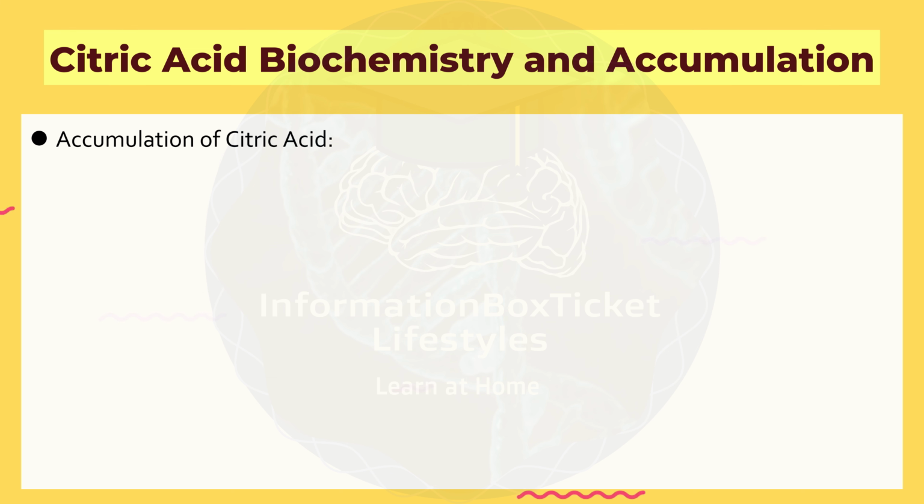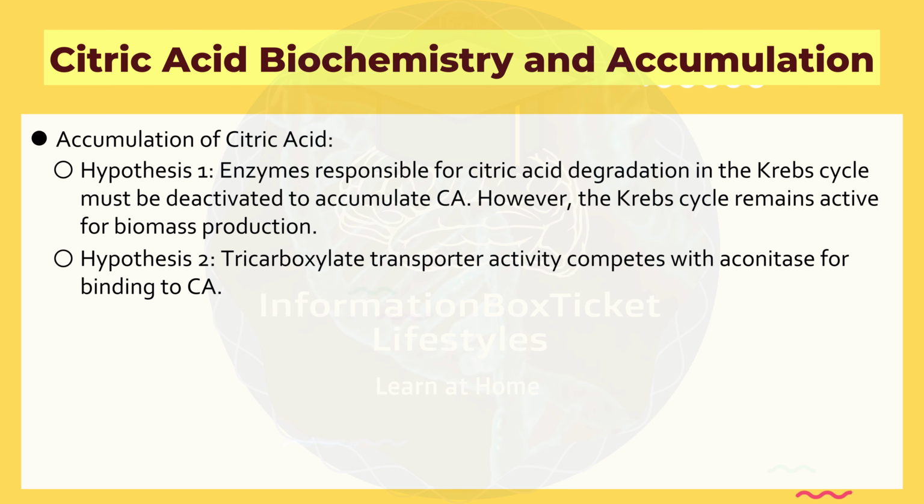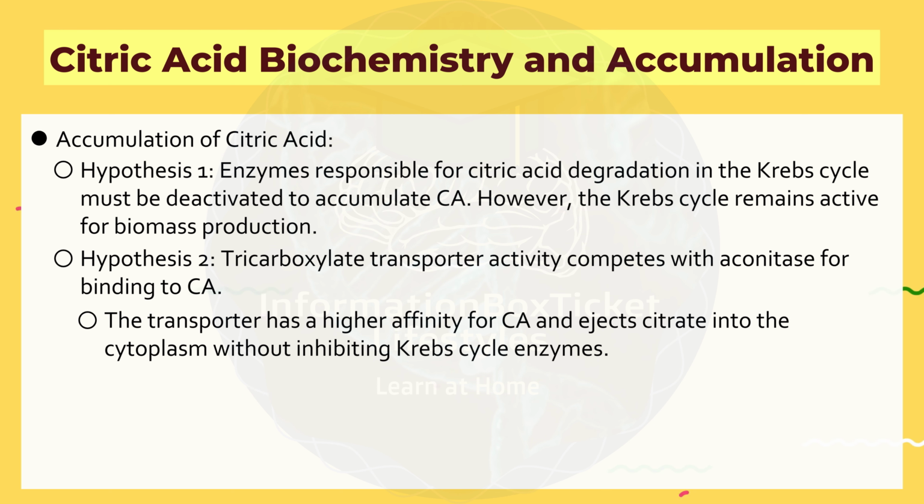Accumulation of citric acid. Hypothesis 1. Enzymes responsible for citric acid degradation in the Krebs cycle must be deactivated to accumulate citric acid. However, the Krebs cycle remains active for biomass production. Hypothesis 2. Tricarboxylate transporter activity competes with aconitase for binding to citric acid. The transporter has a higher affinity for citric acid and ejects citrate into the cytoplasm without inhibiting Krebs cycle enzymes.